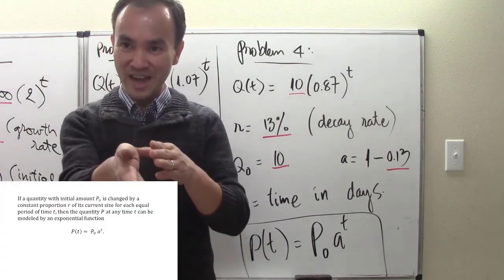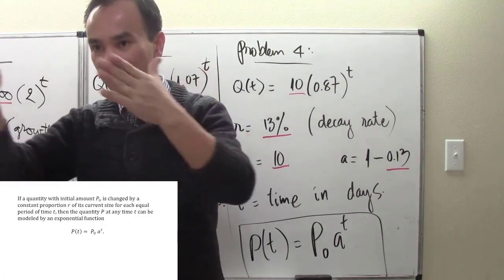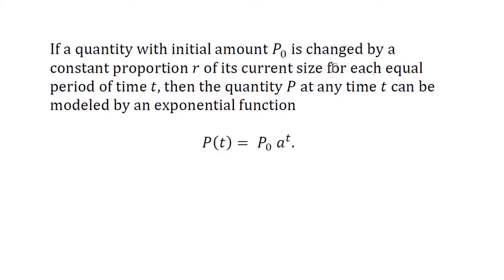And then with that initial amount right there, it's going to change over periods of time, equal periods of time. That's why in my wording right here, I'm saying, see, if the initial amount, p sub 0, is changed by a constant proportion r, okay? Because the rate here, in each of the problems, we call it a rate, but in the end, the rate appears to be a proportion of its current size, okay?